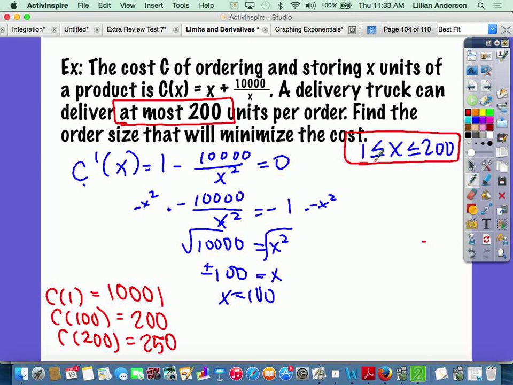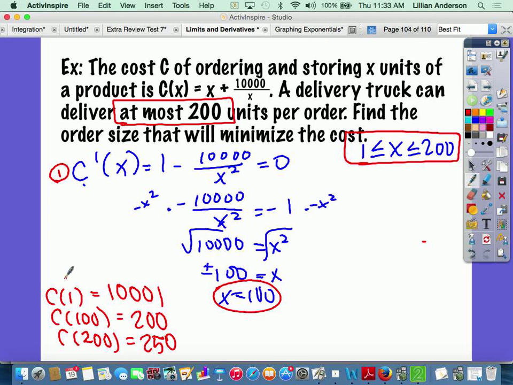So we find our first derivative, and then we set it equal to 0. When I set it equal to 0, I find that x should be a positive 100 once I solve. So now, in order to figure out which order size will minimize my cost, that means I need to use the second derivative test, not the second derivative test. I need to plug in those values, the 1, the 100, the 200, and I need to see which one is going to give me my minimum value, okay?